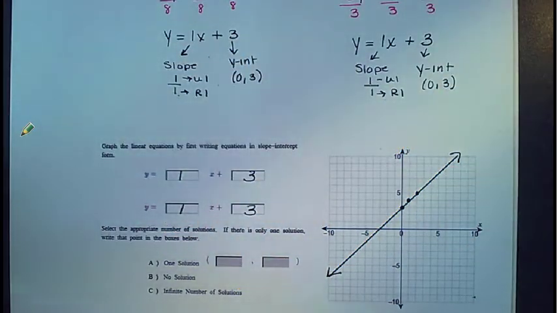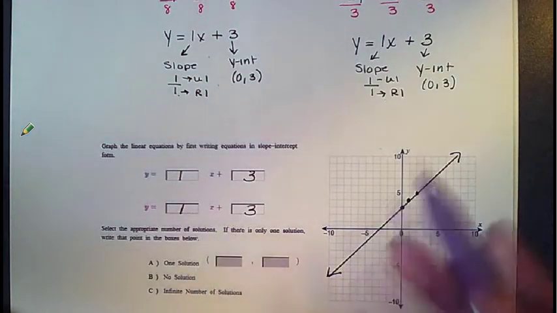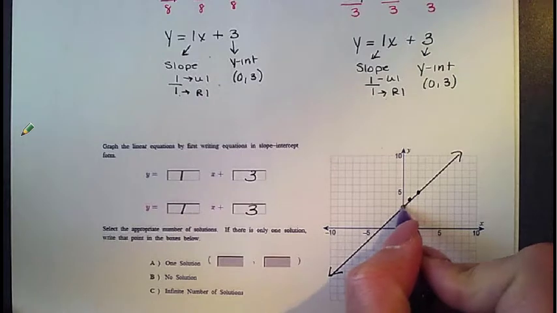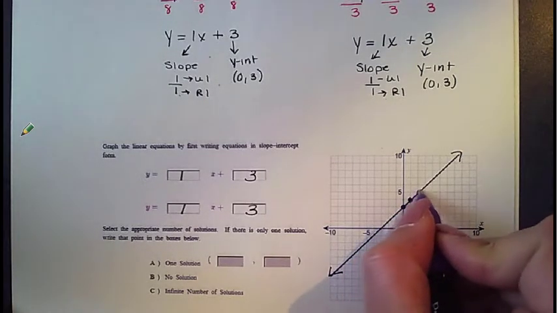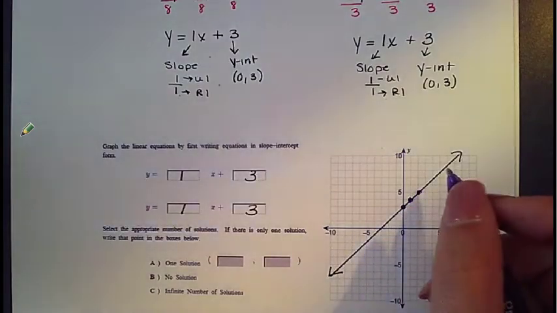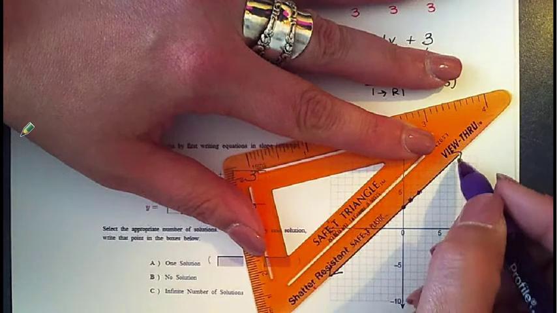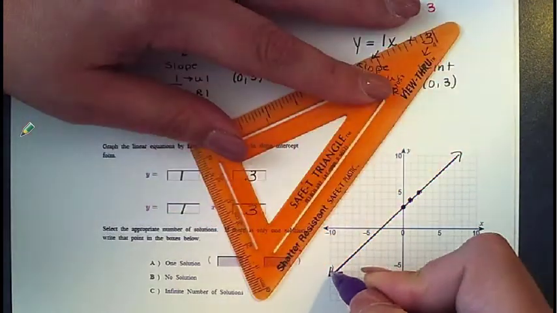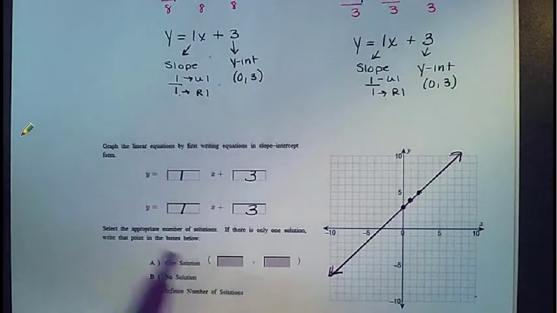Now when I go to graph my second line, you'll notice I have the exact same formula here. So my y-intercept is still at 0. I'm going to go up 1 to the right 1, and again up 1 to the right 1, and draw my line, which is going to end up being the exact same line as my first one. So I'm really only going to see the one line on my graph because they're the same thing.